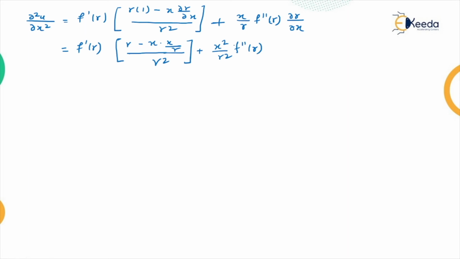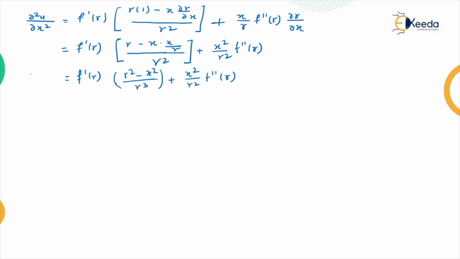f double dash of r. I hope you understand this. So that is equal to, also you have to write f dash of r, also simplifying this. So what we will get in the last steps is (r square minus x square) divided by r cube, plus x square upon r square, f double dash of r.